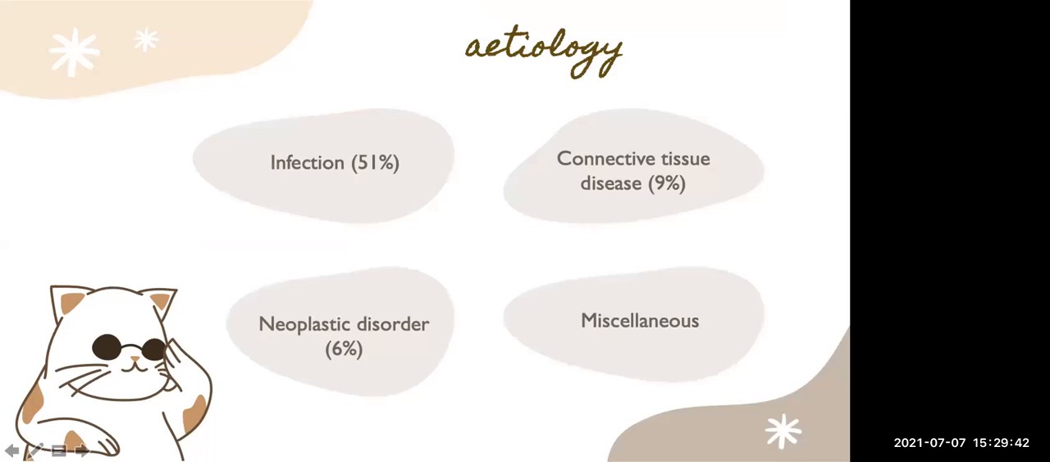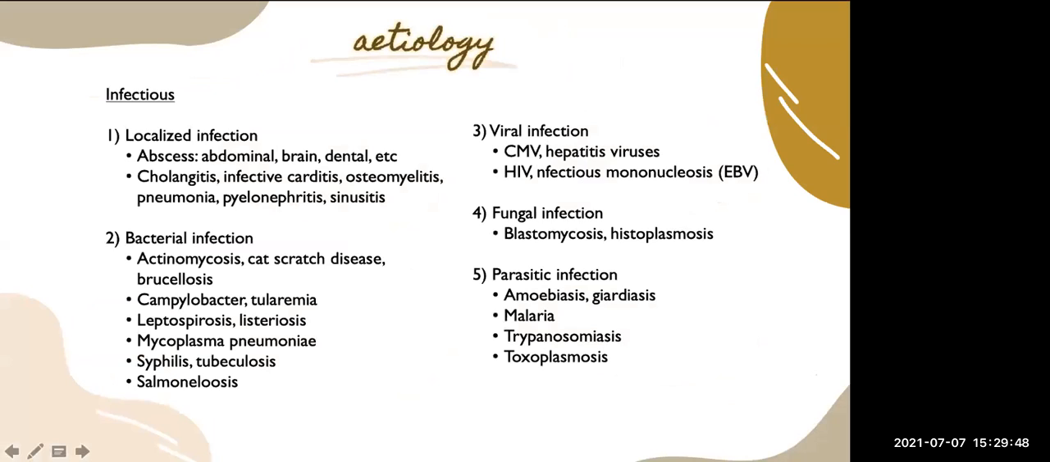All right, so next. As I said before, there are many causes of FUO, and we can divide them into infectious and non-infectious. This slide shows some examples of infectious causes, and the next slide shows the non-infectious. So you can go through the slides later. Okay, so we move on to the approach.